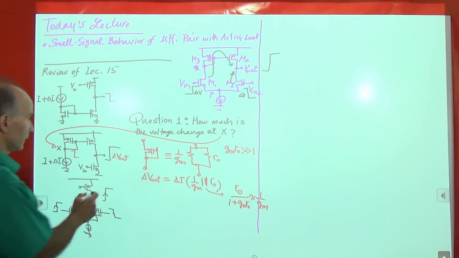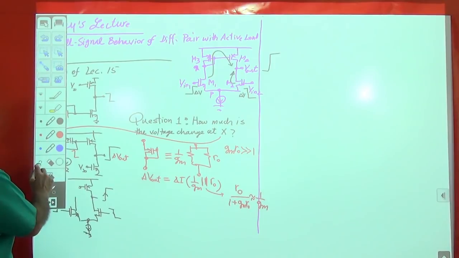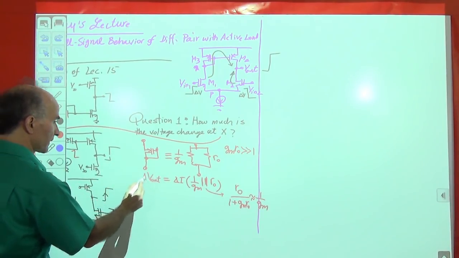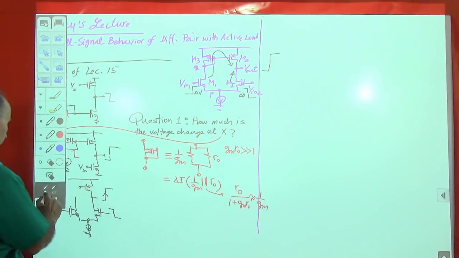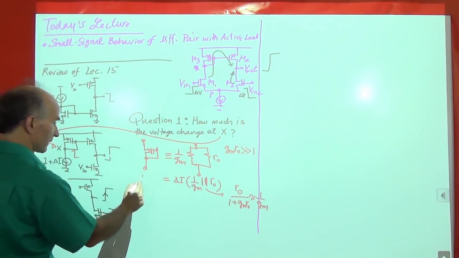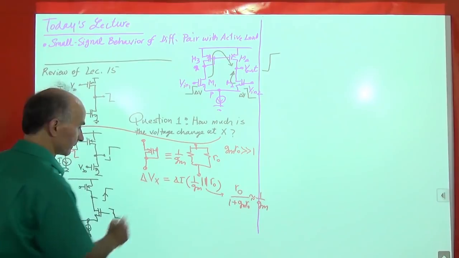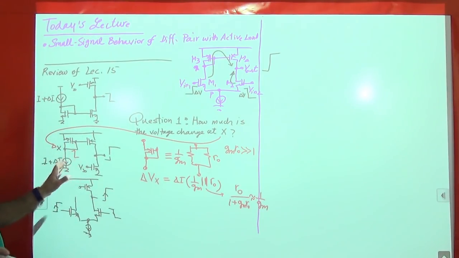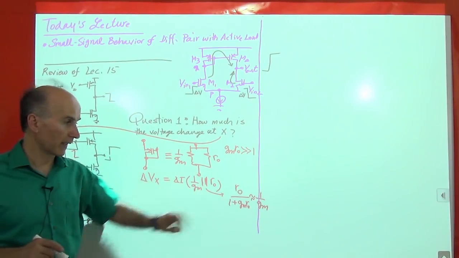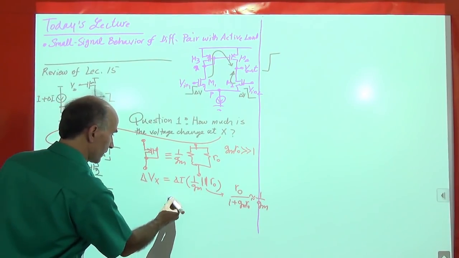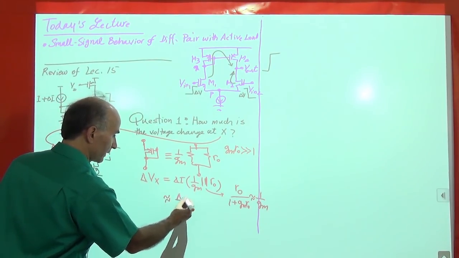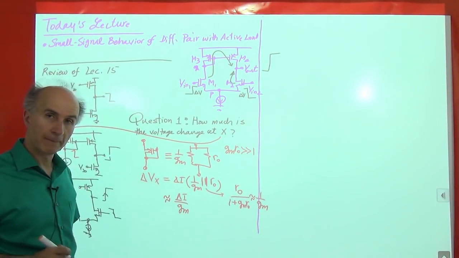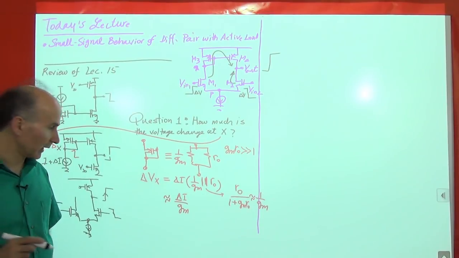Okay, sorry, this is not delta V out. Okay, let me clear this up. We are not interested in this, we are interested in delta Vx, right? Okay, so that's delta Vx. This voltage changes by delta I times this impedance, and that's given by this value. So we can say it's approximately equal to delta I over Gm. All right, so that's great.